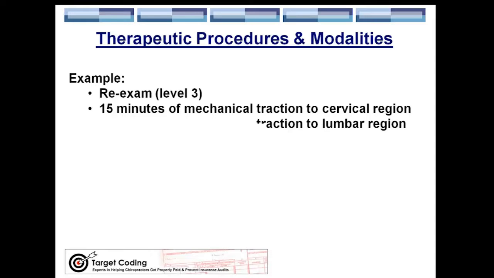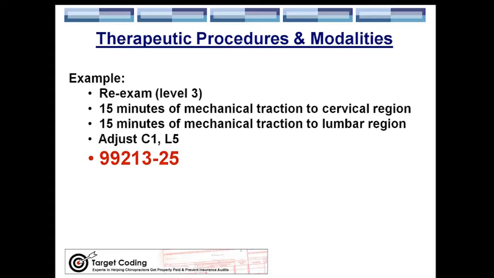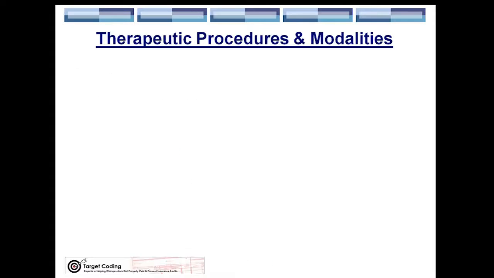Next, re-exam, 15 minutes of traction to the neck, 15 minutes of traction to the lower back, and you would adjust C1 and L5. This would get billed as 99213. Mechanical traction only one time, even though you did it for 30 minutes, and even though you did it in 2 separate regions. You can only bill it one time, and then there's the 2-region chiropractic manipulative treatment code.